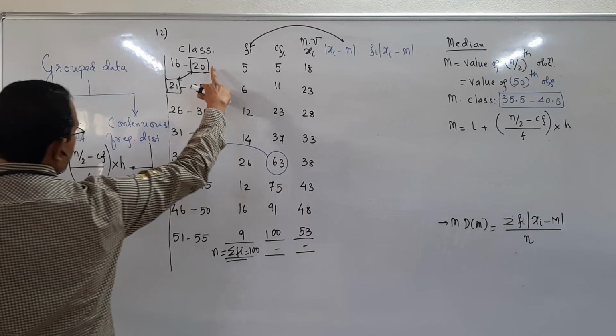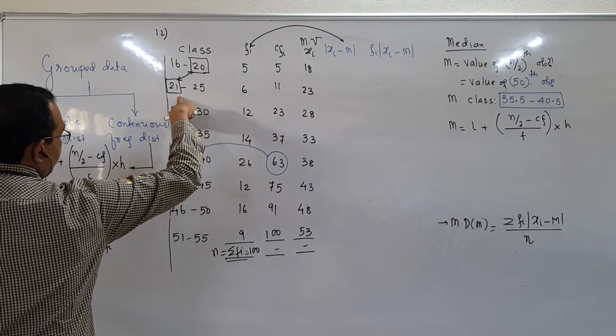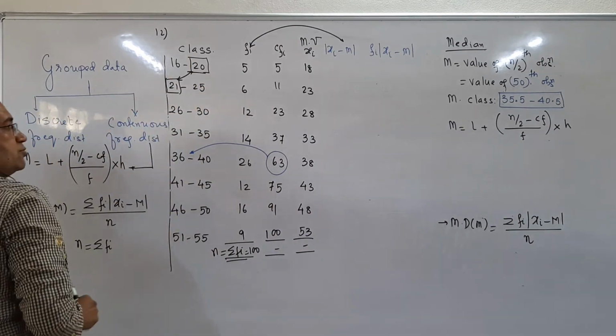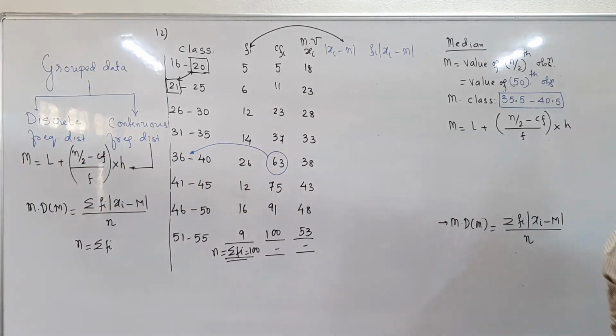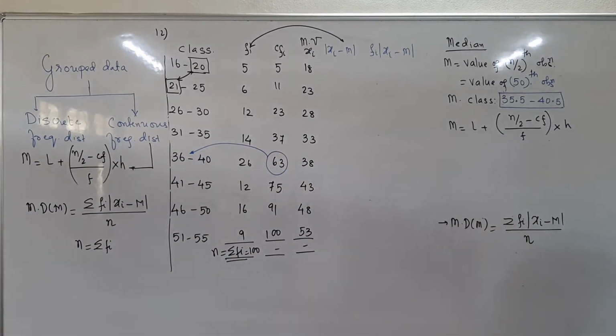Whenever there is a gap between the upper limit and the lower limit of the next class, this distribution is called inclusive. In inclusive, class limits and boundary points are not the same. So this is altogether a different concept of statistics which we have to remember.